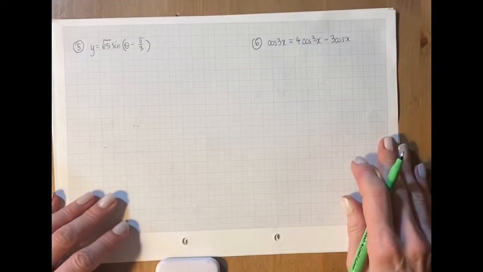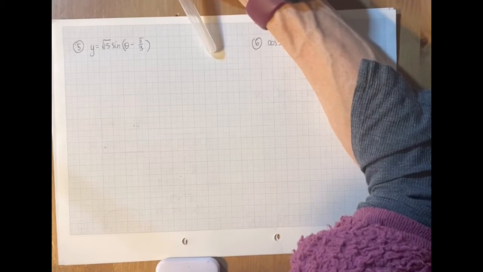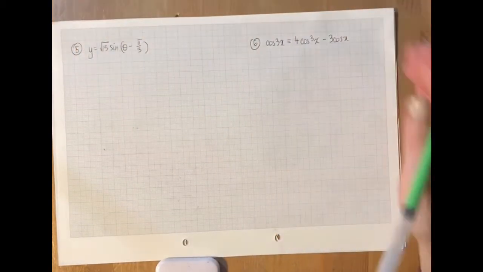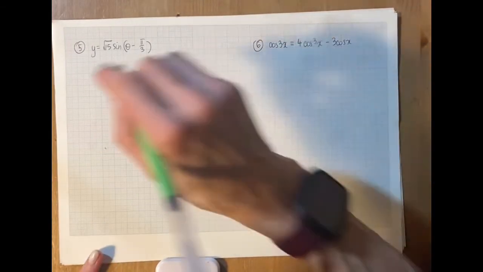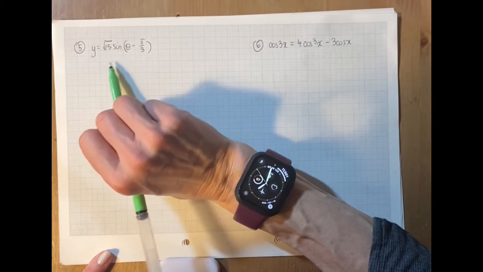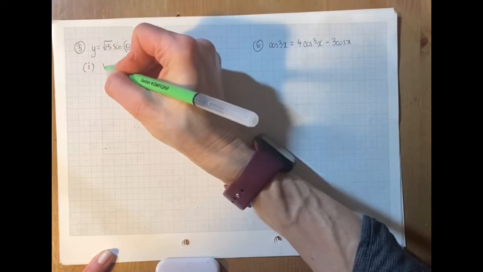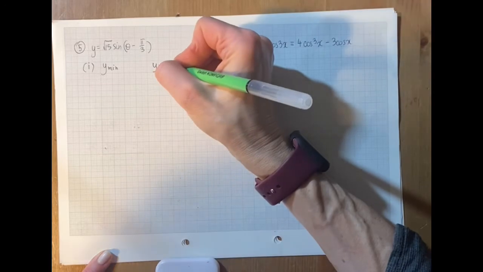So over here in this question, I just need to answer the question. Okay, we're asked to do 4 things with this function. So this is what you could be asking in the cos or sine questions. So the first thing, it asks you to find the minimum and maximum value of this function.